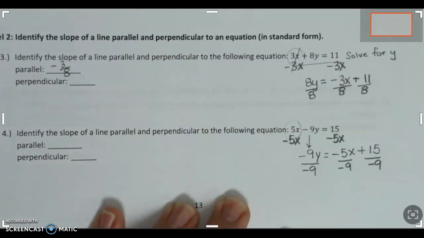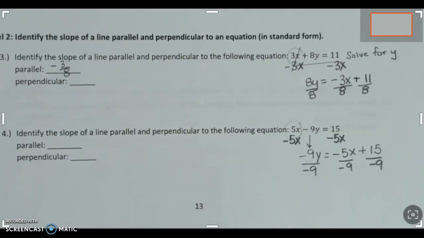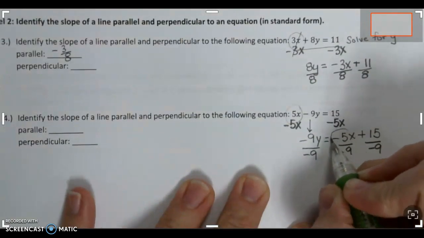Okay, can you see the slope there? Okay, I see the slope too, but when we write our actual answer for slope, are you going to write -5 over -9? Hopefully not. What's a negative divided by a negative? Positive.